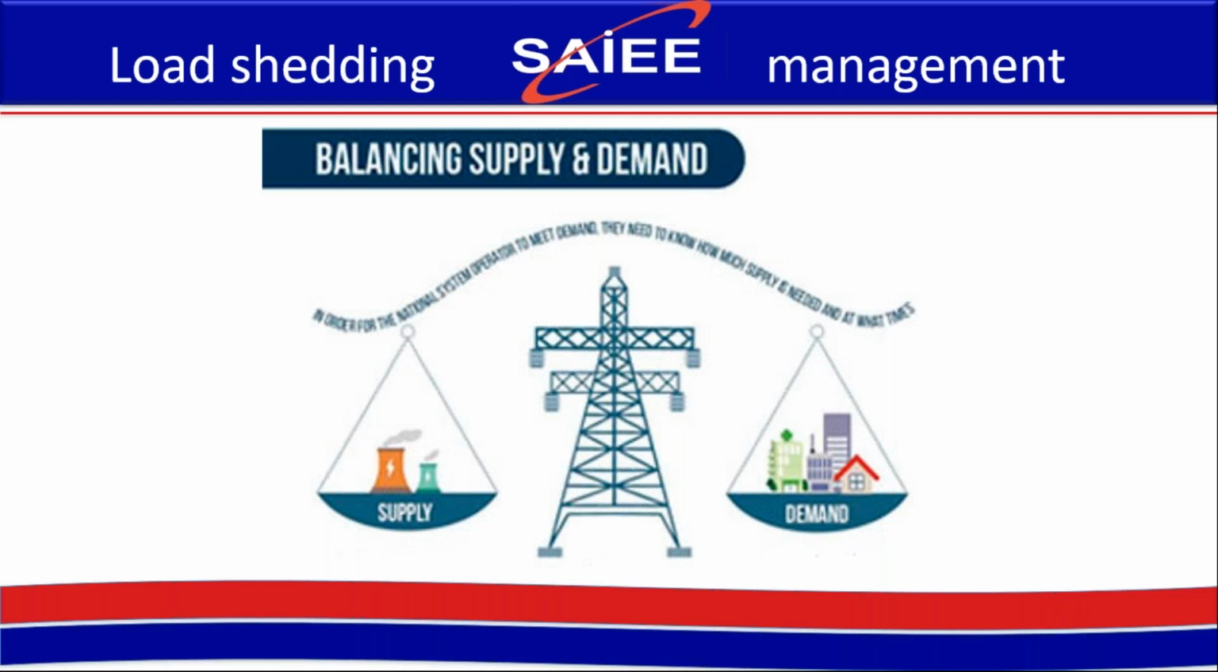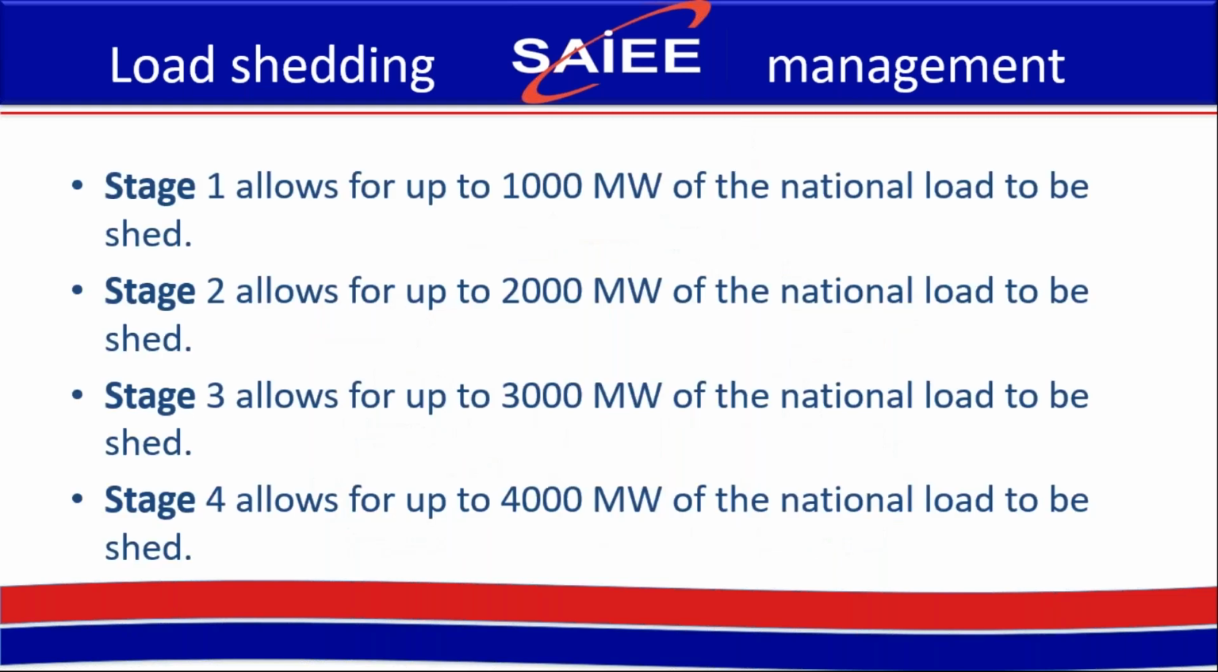Here we are talking about global load shedding, not local load shedding. Local load shedding happens because the municipality infrastructure has problems. We are talking about global load shedding from the Eskom side. We all know how these stages work. You've got stage 1, 2, 3, up to 8.